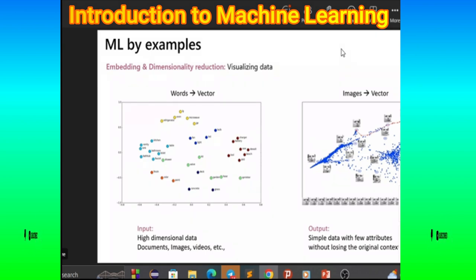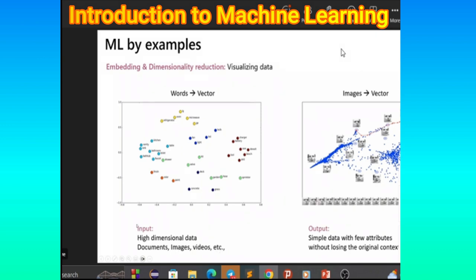the data to a lower dimension, such as converting words into vectors or converting images to vectors, so that we can see the dimension in a reduced dimension. Thousands of words could be converted to vectors, and images with multiple colors could be converted to vectors, or multiple channels could be converted to vectors. And the input could be high dimensional data in a document or image or video, etc.